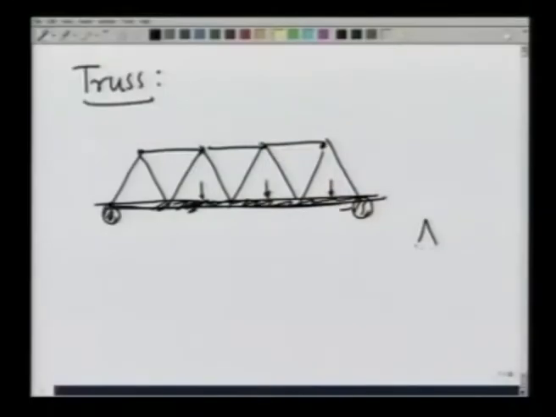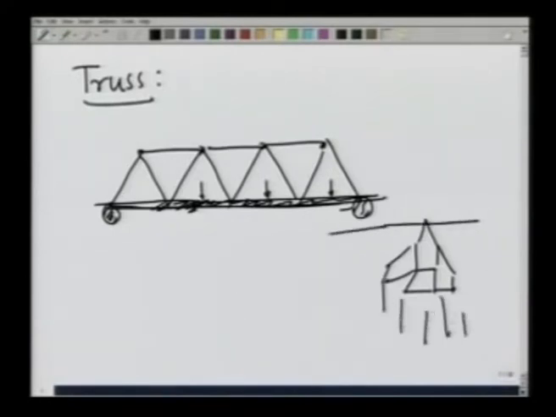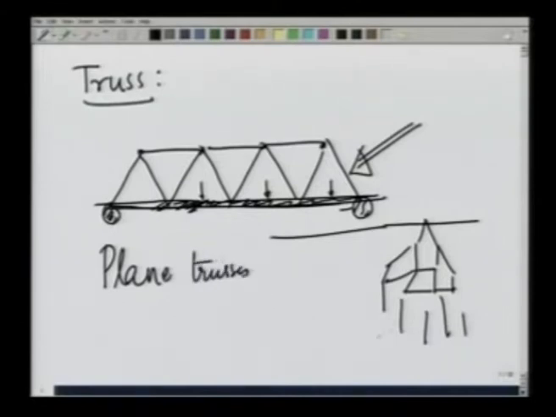Another example of a truss that you see around is the pillars that carry electric wires, that have this kind of structure, and the wires are going like this. These are also trusses. In this case, the structure is essentially a two-dimensional structure. So, these are known as plane trusses, and these are three-dimensional trusses. In this lecture, we will be focusing on plane trusses.